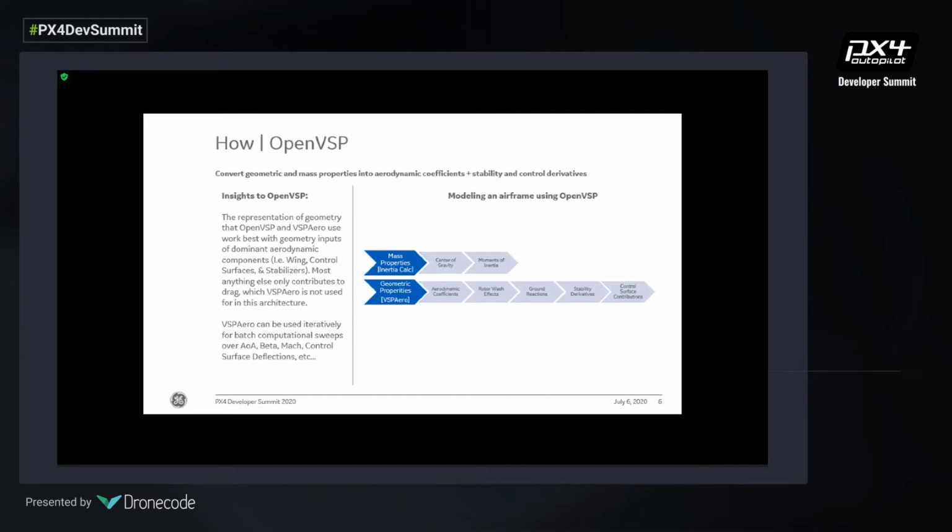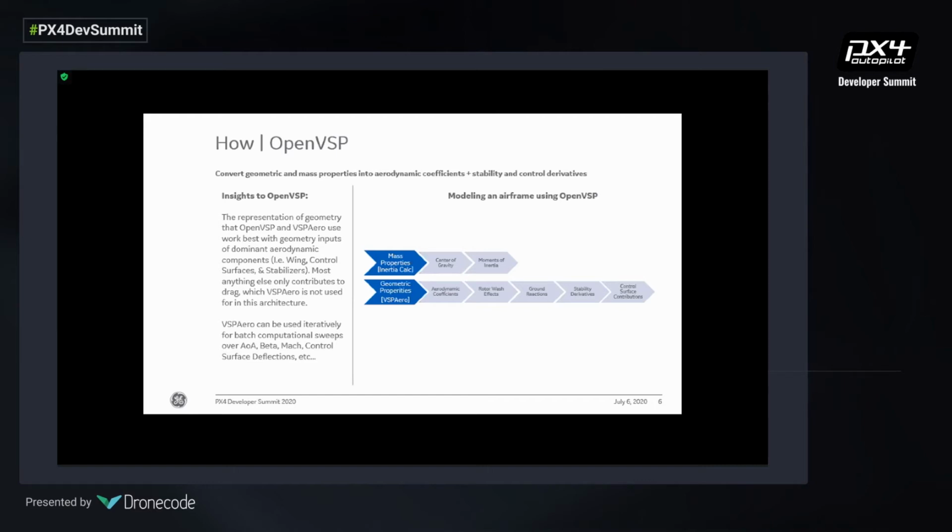Specifically with the vortex lattice method that we were using, since everything is modeled as a lifting body, mainly the dominant aerodynamic components should be modeled. So that's your wings, your control surfaces, your stabilizers. Everything else contributes to drag. We did have another method of building up drag that the OpenVSP workshop actually recommends. So we found it to be sufficient to model the wings, control surfaces, and stabilizers.